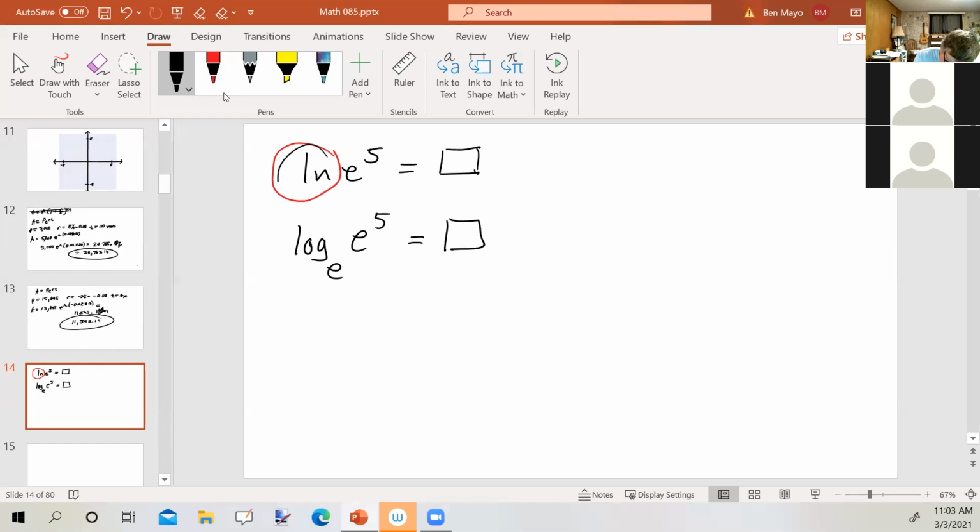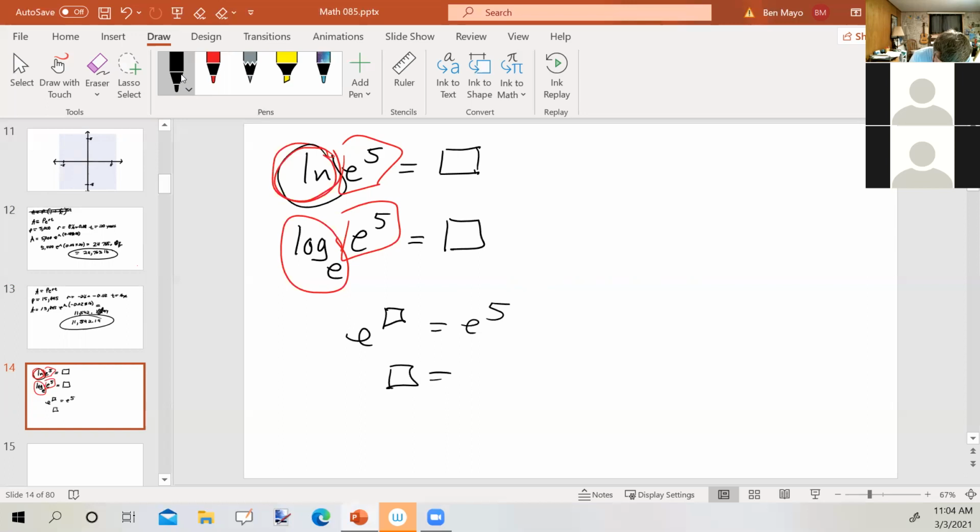So all of this is all of that. And then the e to the 5th is the thing we're taking the log of. Okay, so log base e of e to the 5th equals box. If we take that logarithmic equation and write it in exponential form, we get e to the box equals e to the 5th power. So the box is 5. So the natural log of e to the 5th power is 5. Questions on that?